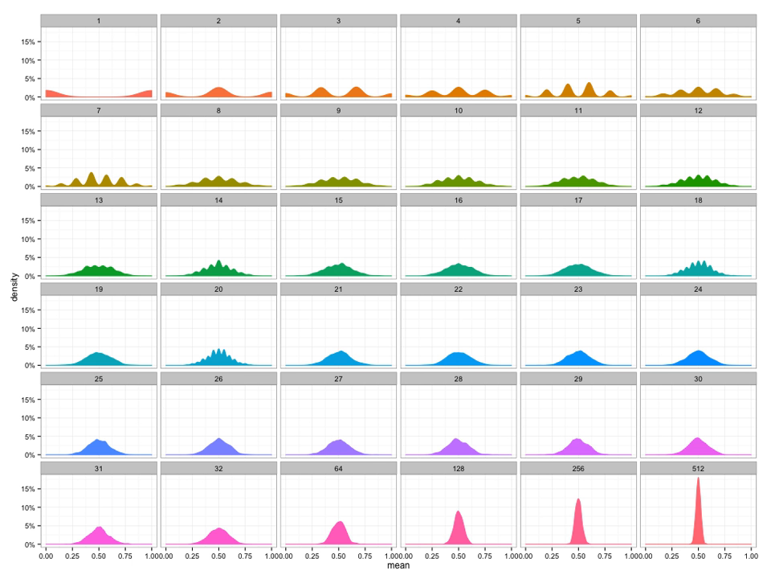In probability theory, the central limit theorem (CLT) establishes that, in some situations, when independent random variables are added, their properly normalized sum tends toward a normal distribution, informally a bell curve, even if the original variables themselves are not normally distributed. The theorem is a key concept in probability theory because it implies that probabilistic and statistical methods that work for normal distributions can be applicable to many problems involving other types of distributions.